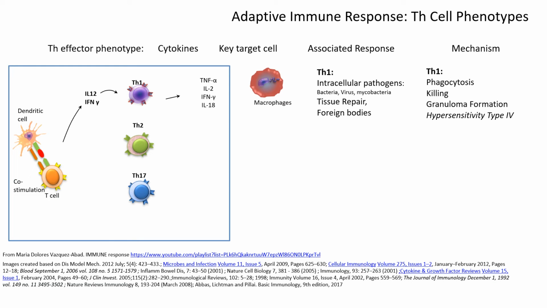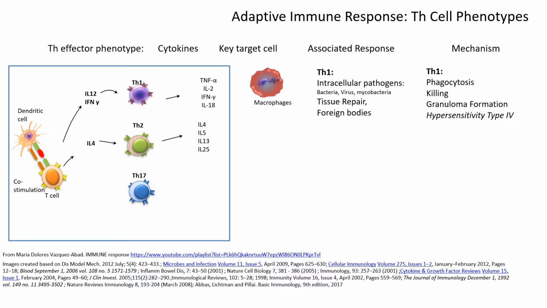The mechanism by which the macrophages deal with these different responses is phagocytosis, killing, granuloma formation, for instance, with mycobacteria, and hypersensitivity type 4. And these can also be associated to an immunogenic response to the drug that has nothing to do with antibody production. It will be driven by macrophages.